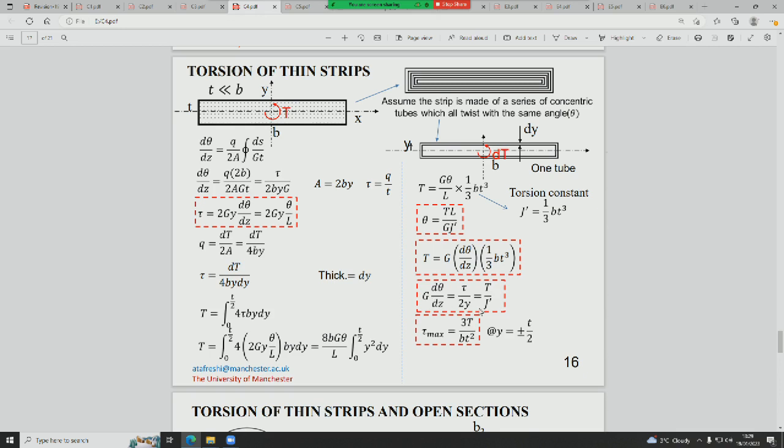Now here J is not the polar second moment of area, it is called the torsion constant of the section. It has the same unit, but it's not called the polar second moment of area. For example, if the length of the strip is b, the thickness is t, we've got 1/3 b t cubed, this is the torsion constant. y here is, if I locate the Cartesian coordinate system at the center of the strip, the distance of any point from this axis here.